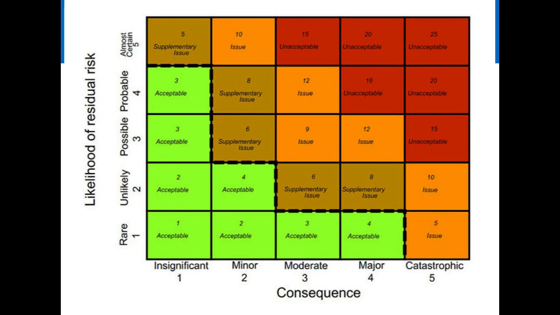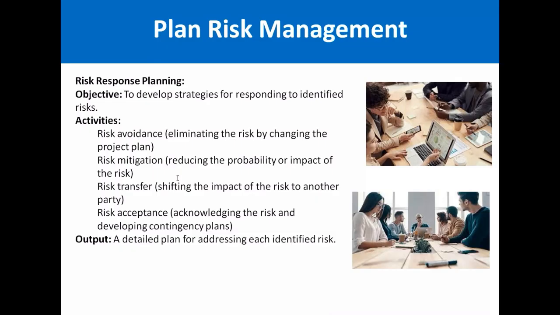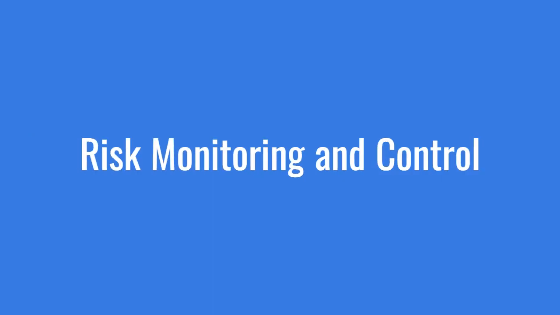Risk acceptance means acknowledging the risk and developing contingency plans, that you accept that the risk can occur, and if that occurs, we will have some alternate plans accordingly. So a detailed plan for addressing each identified risk is very important, and this is the main output of risk response planning.